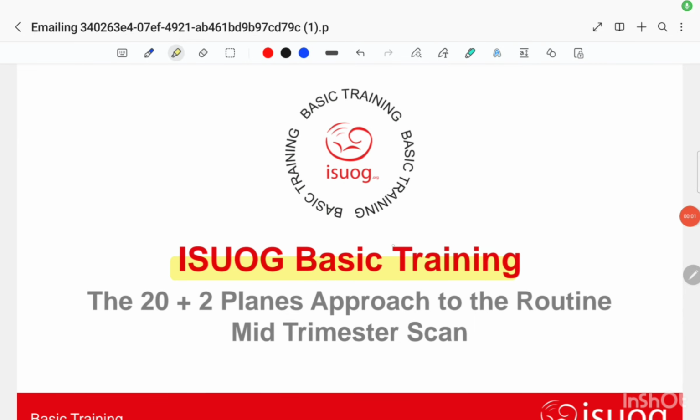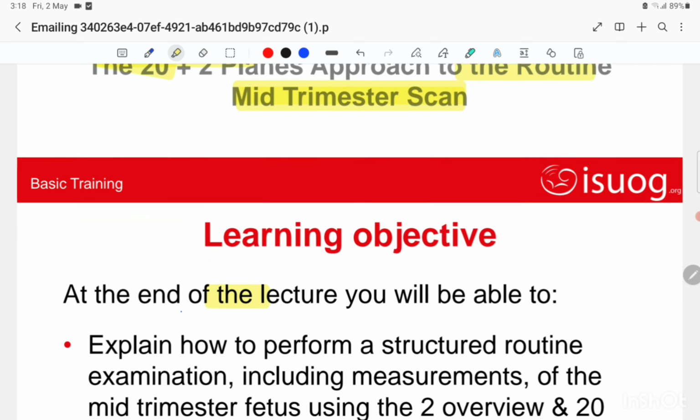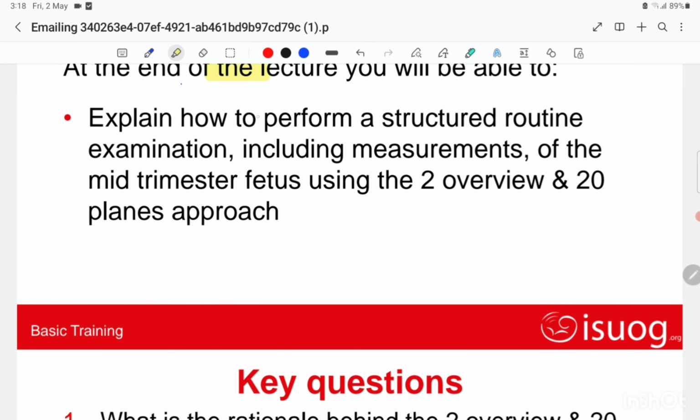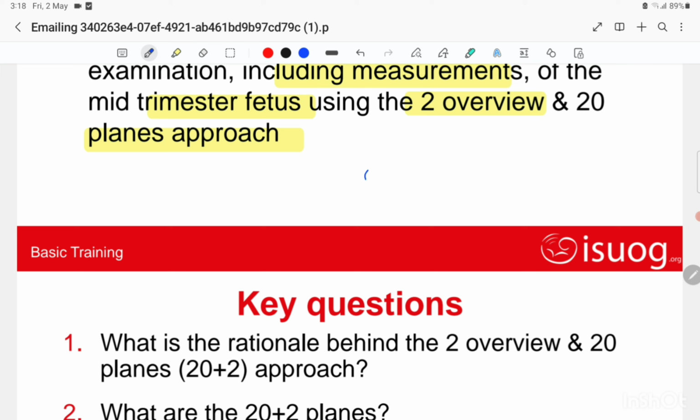ISUOG basic training programs for the mid trimester ultrasound scan. So basically there will be a 20 plus 2 approach to the routine mid trimester scan as per the ISUOG training programs. The basic learning objective is how to perform the structured routine examination, including measurement, of the mid trimester fetus using a 2 overview scan and 20 planes approach. So 20 plus 2, you have to remember this point, it is the 20 plus 2 approach.